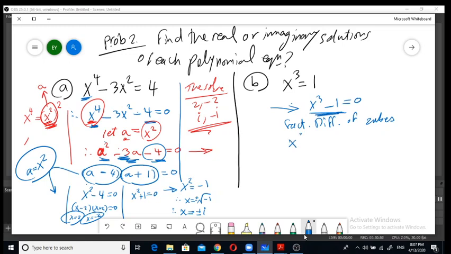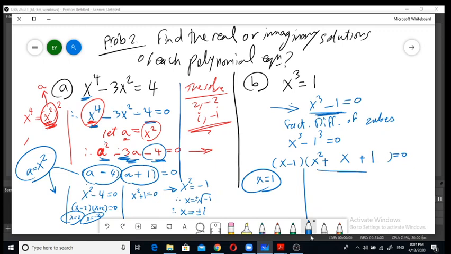x cubed minus, we can replace 1 by 1 cubed. It's equal to 0. Then we have small bracket and big bracket. x minus 1, here the opposite sign, plus, here all the time plus. x squared, here we have 1, x times 1, which is x, all equal to 0. Then x minus 1 is equal to 0, then x is equal to 1.